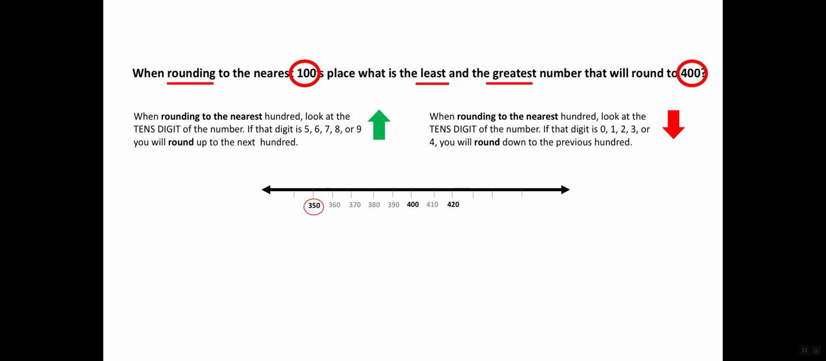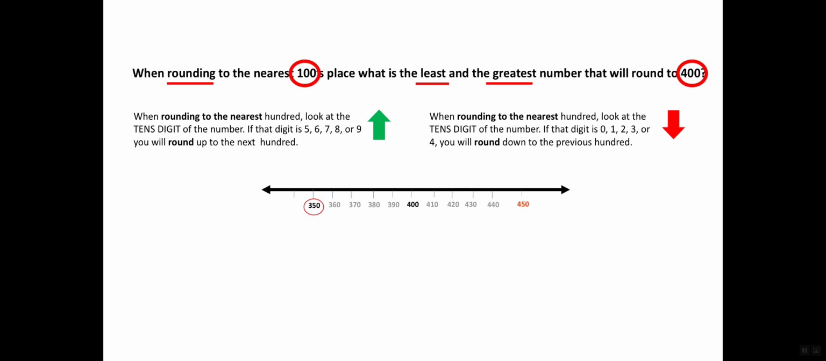410, 420, 430, 440, and 450. Well, let's look. What digit is in the tens place? There's a 1, there's a 2, there's a 3, and there's a 4. And these are the numbers 1, 2, 3, and 4 that indicate that we round down to the previous 100. 450 is a 5. And if we look at the other side, 5 indicates that we round up. So 450 is not the greatest number.